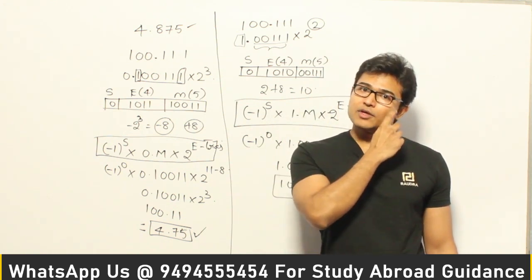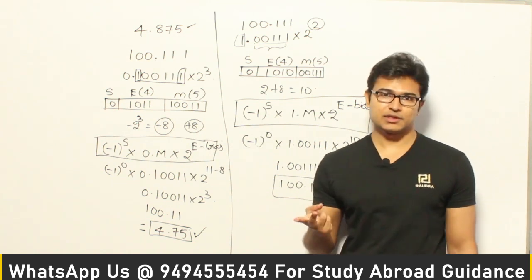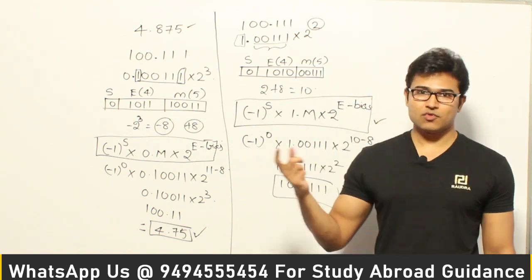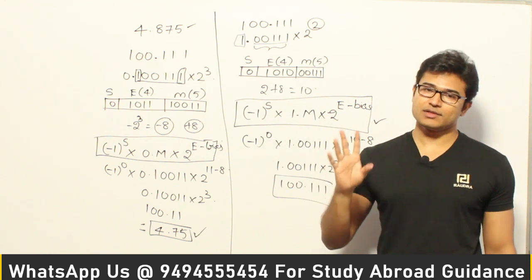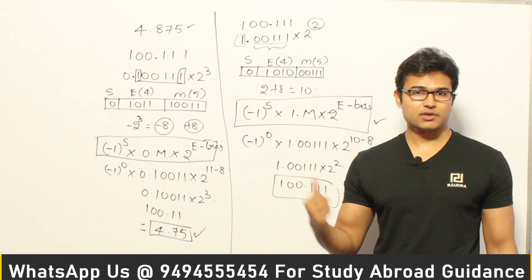Now again, coming to normalization, we have two types of normalizations. One is explicit and other is implicit. Now what bias they have used, and what normalization they have used, everything they will mention in the question. From that you can solve the questions.